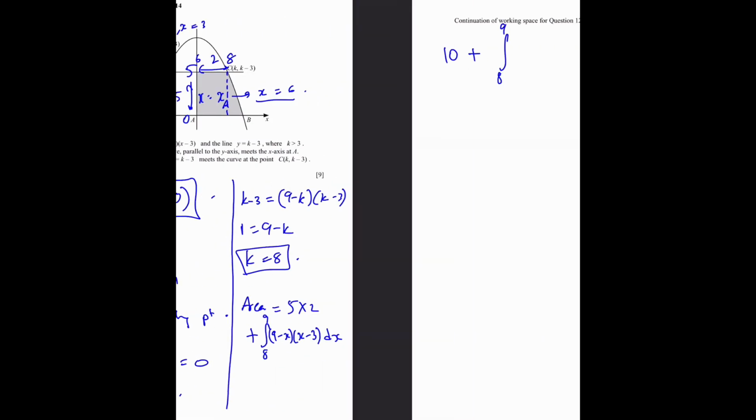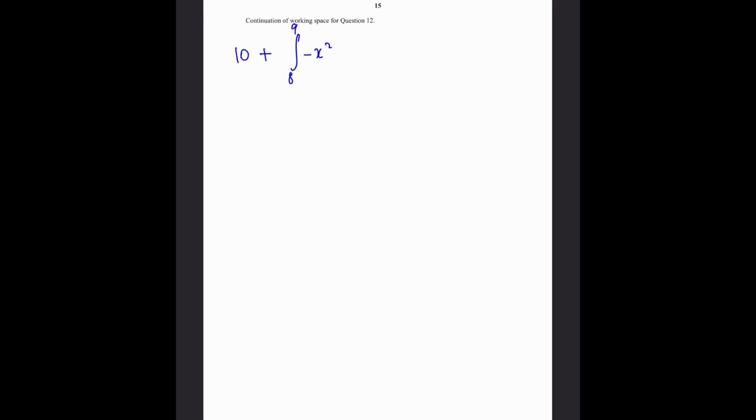That's 10 plus, we can use the fundamental theorem of calculus part 2, but first we have to expand these brackets. So minus x squared plus 12x minus 27 once again dx, and this is 10 plus, when we take the integral of this term, it'll be minus 1 by 3 x cubed plus 6x squared minus 27x, whole thing from the values of 8 to 9.